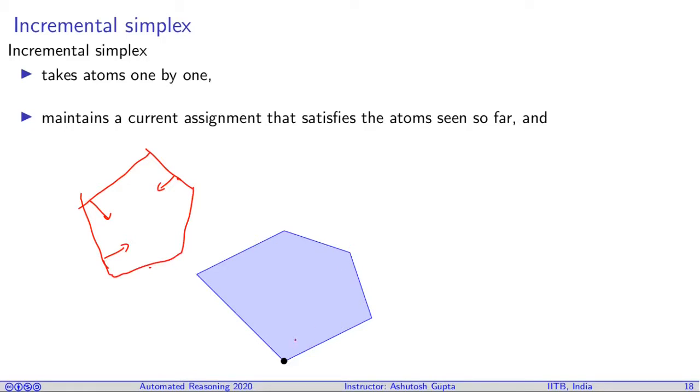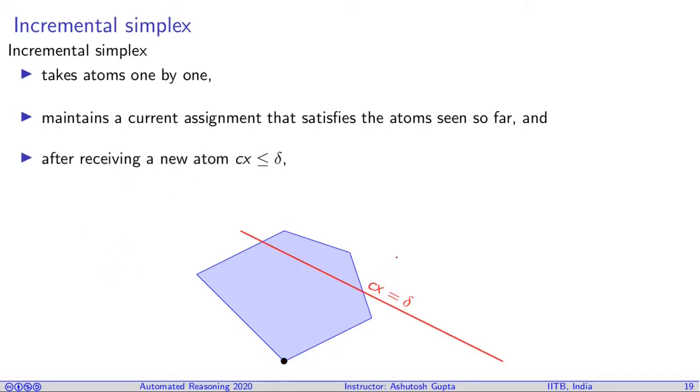And each time we have considered, let's suppose, 5 or 6 linear inequalities, so we maintain a current satisfying assignment. Let's suppose this is your current satisfying assignment. Now you get one more linear inequality. Let's suppose this one, which says Cx is less than or equal to delta. So first we get this plane, which is Cx equals delta, which is this red line. Okay? Now I'm saying Cx is less than or equal to delta.